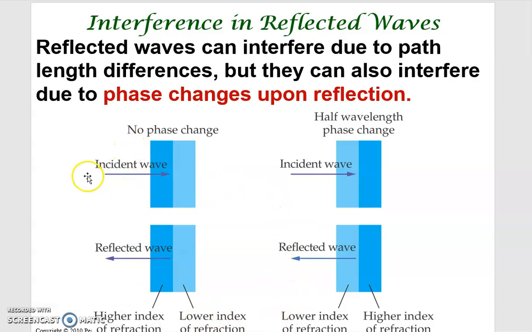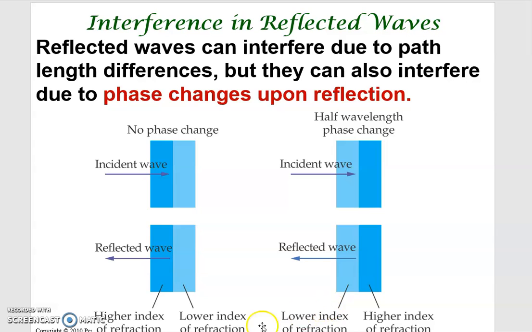If you have the incident wave going from the higher index of refraction to the lower index of refraction, you can consider this as water and this as air, just for your visualization. Then when the light is reflected, there's no phase change from a higher index of refraction to a lower index of refraction. But if it is from the lower index of refraction to a higher index of refraction, then the reflected wave will be half a wavelength out of phase.